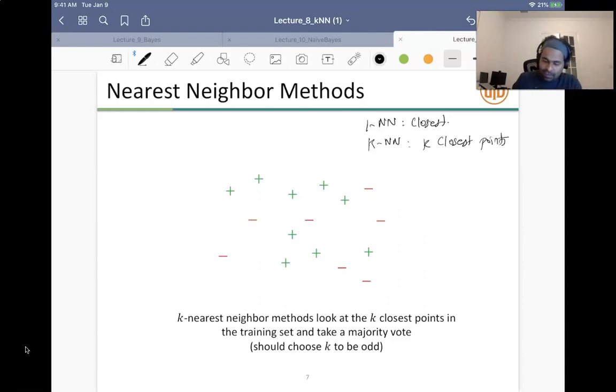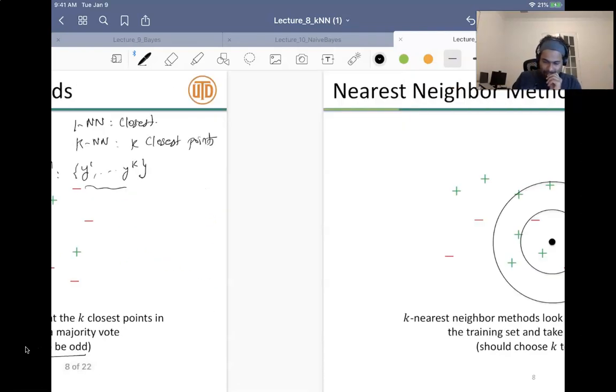What do I mean by majority vote? Imagine that y1 until yk are the labels that I get from the k closest points for a test point x prime. With the majority vote, I see which is the most common label amongst y1 to yk. If it's binary classification, I count the number of zeros and ones, and I give the one that is the most common. As you can imagine, k should be odd. If k can be even, there is a chance that I have the same number of positives and negatives close to my test point, and then I really don't know what to make as a prediction.